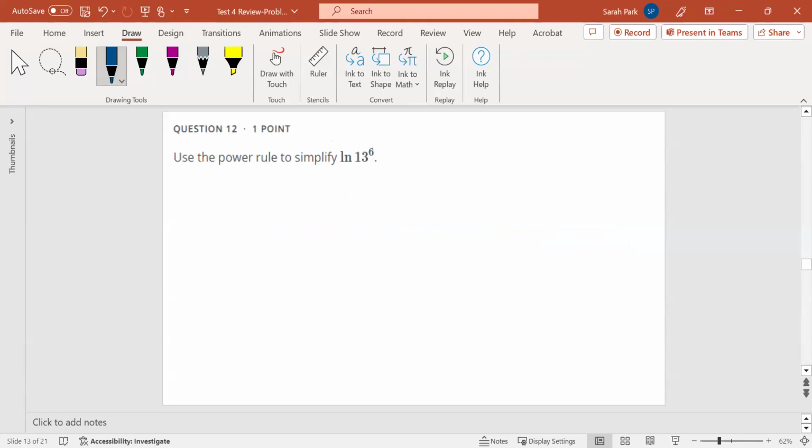Okay, number 12, use the power rule to simplify ln of 13 to the 6th power. The power rule says whenever you have a log and you have a power here, you can bring it to the front of the log. And so we can write 6 ln of 13.